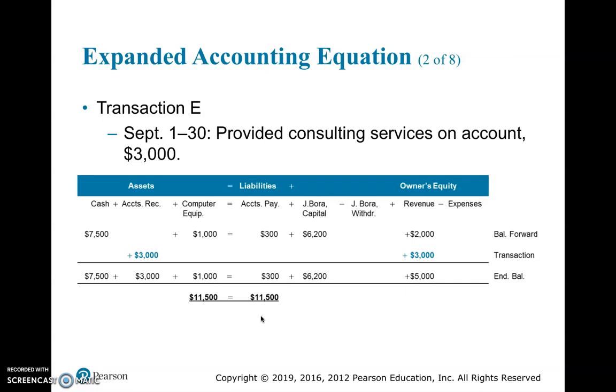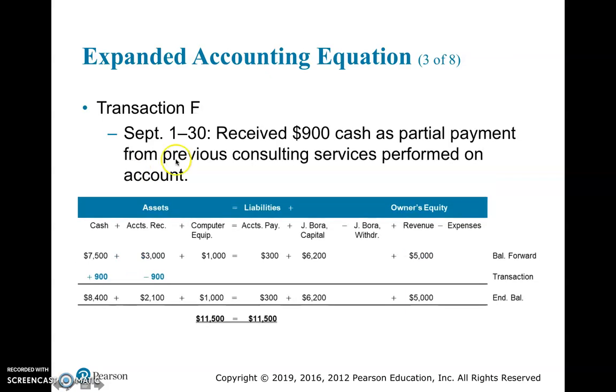Then in the next transaction, we actually collect part of this $3,000 in cash from the client. So we received $900 as partial payment for services performed on account in the last transaction, so cash increases, and accounts receivable decreases, which means part of the promise has been paid off by the client. So this transaction only affects the left side of the equation, but after checking, our total assets equal the total liabilities and owner's equity components.